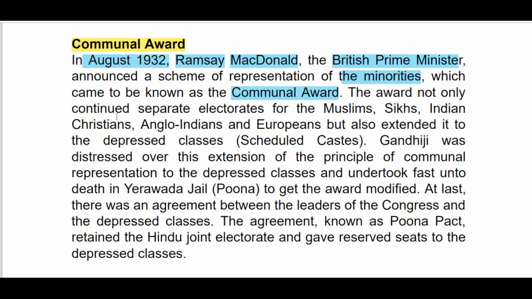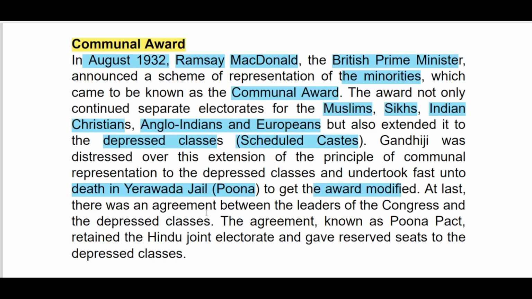The Award not only continued separate electorate for the Muslims, Sikhs, Indian Christians, but also for Anglo-Indians and Europeans, and it also extended to the depressed classes, to the scheduled castes. Gandhiji was distressed over this extension of the principle of communal representation to the depressed classes, and undertook a fast unto death in Yerwada jail, Pune, to get the award modified.